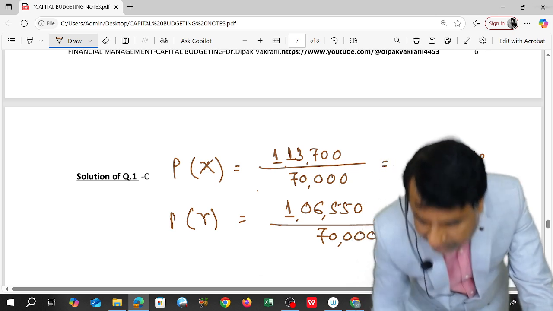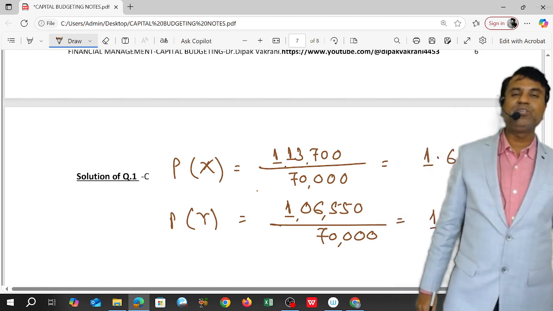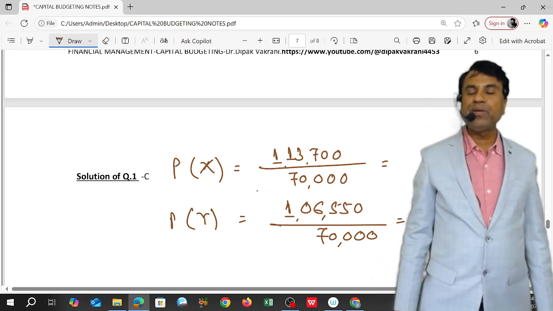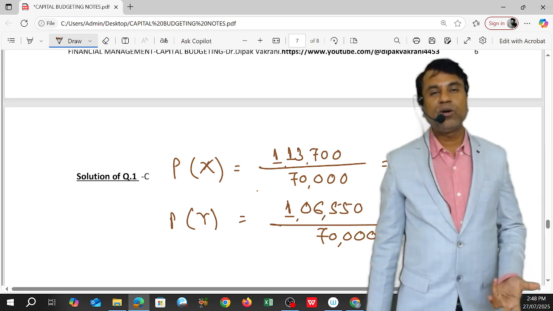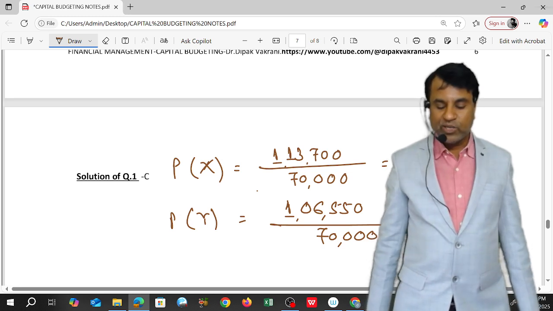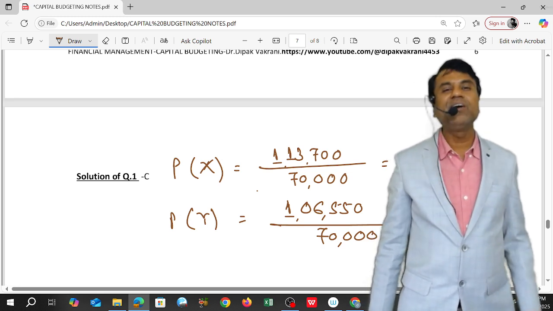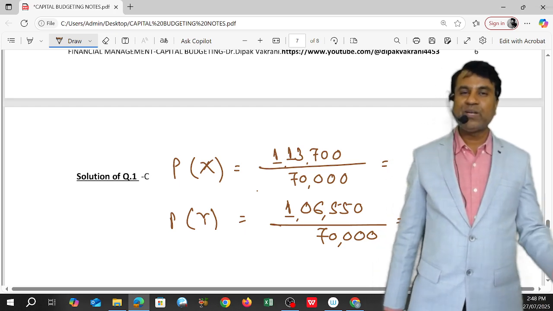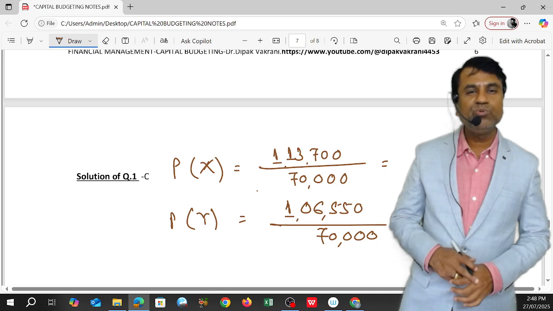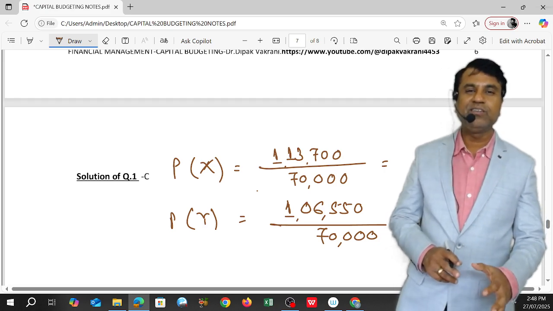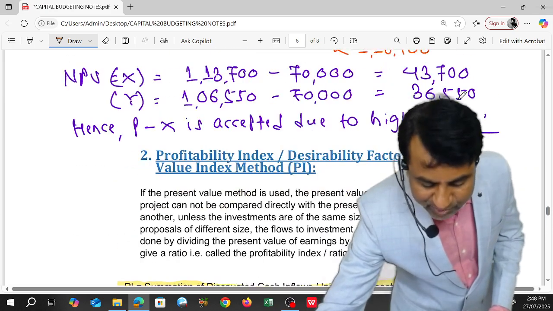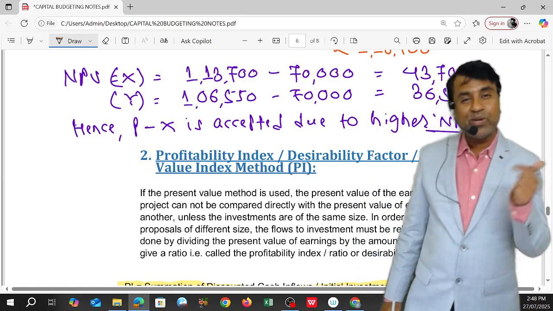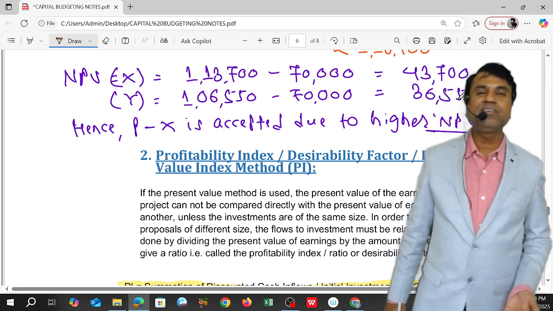So out of these two, both are again greater than 1, both must be accepted, but which is going to add more value to the shareholders' wealth? This is going to show you, for rupee 1, what the benefits are. So for every rupee 1, it is going to add 0.62 to the wealth of the shareholders. When we talk about profitability index, this is the basic difference between profitability index and NPV. NPV is going to give you the answer in absolute terms, in a precise figure, of how much it is going to add to the shareholders' wealth. If the project is accepted, it is going to add 43,700 extra to your shareholders' wealth, that too in present terms. For project Y, 36,550.